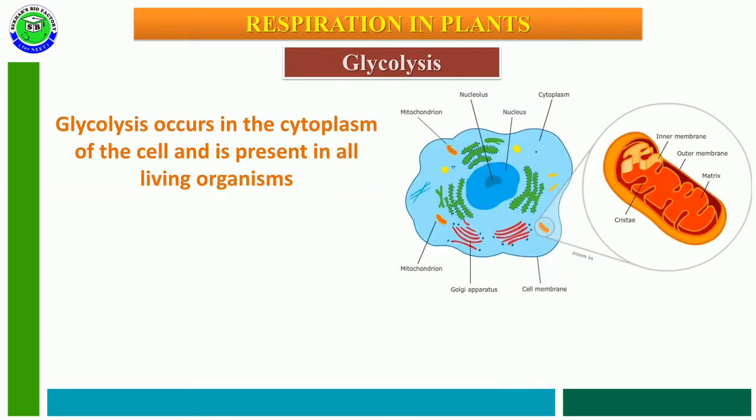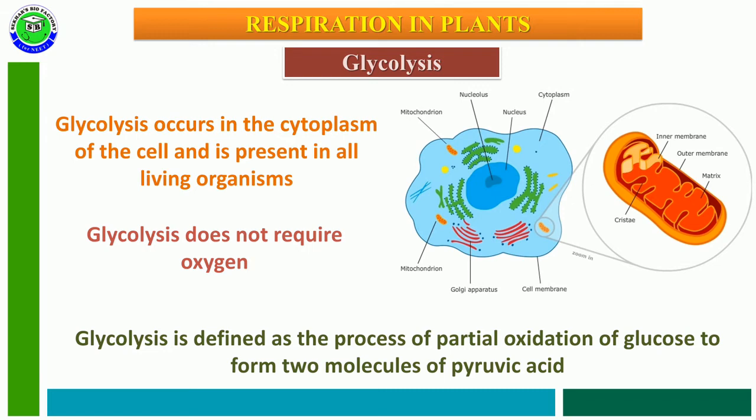Glycolysis generally occurs in the cytoplasm of the cell. It is present in all living organisms. And this glycolysis process does not require any oxygen for its reactions. Glycolysis can be defined as the process of partial oxidation of glucose to form two molecules of pyruvic acid. In glycolysis, glucose is split into two molecules of pyruvic acid.